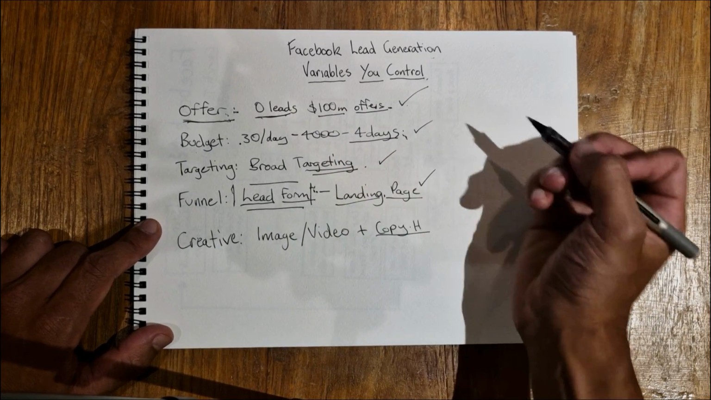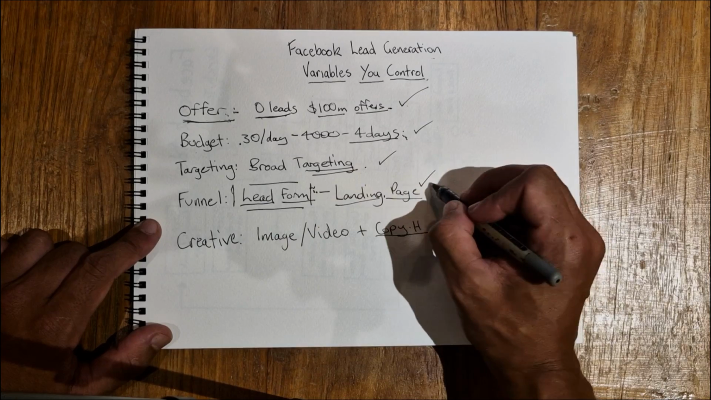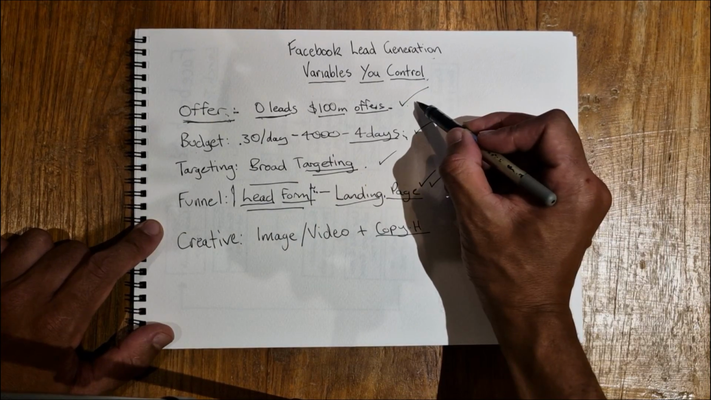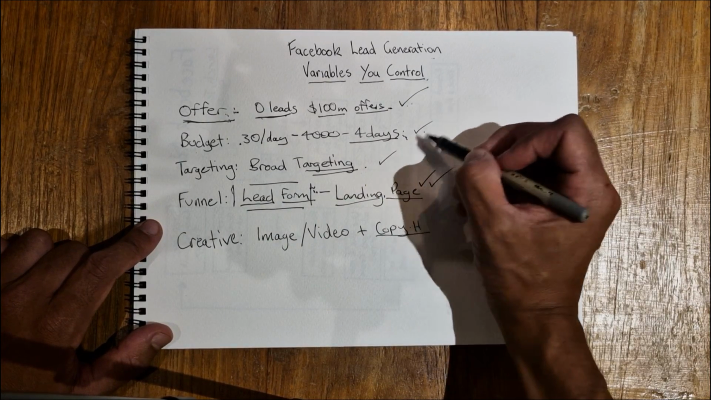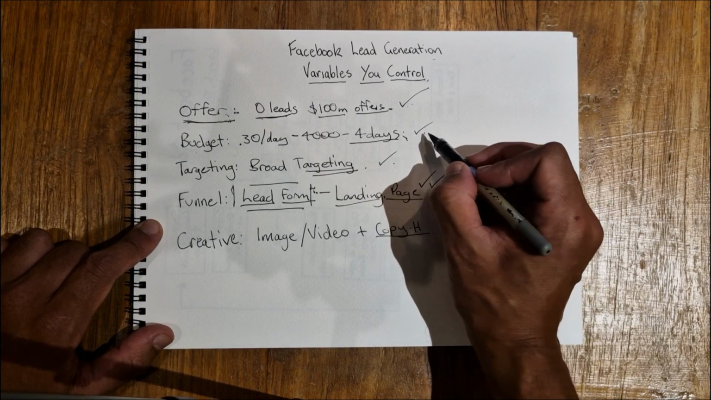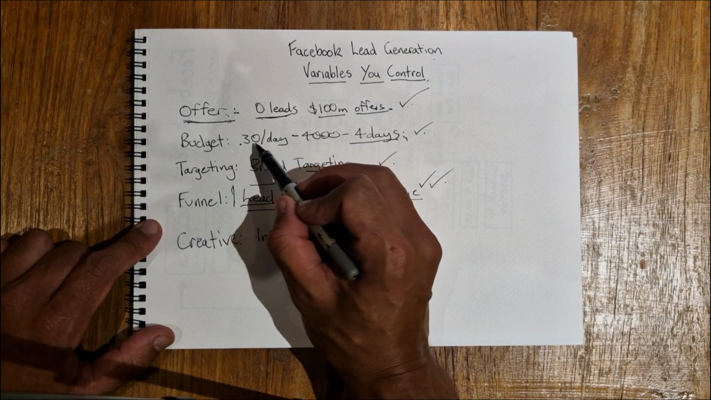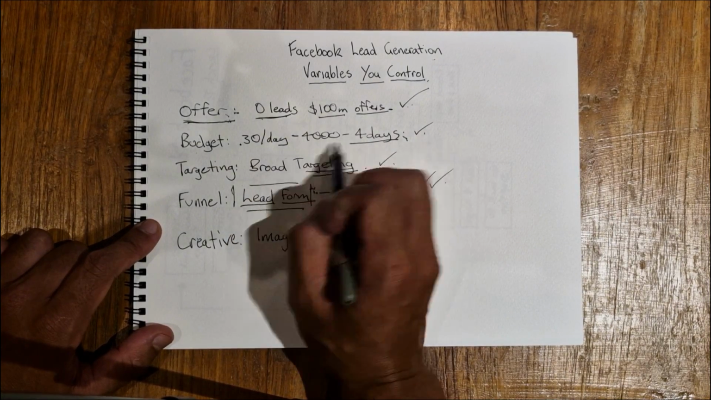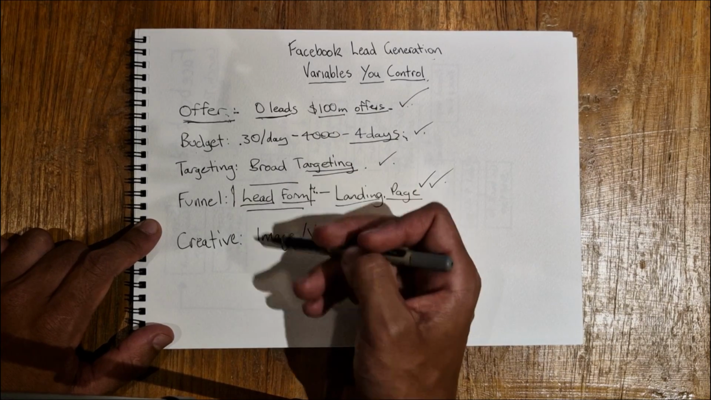Let's just say you're using broad targeting. And then let's just say you've got your lead form or landing page. If you and your competitors all have similarities here, maybe they're spending more, but generally speaking, if you're spending at least $30 a day, you should be able to get a decent amount of results if these other points have a lot of thought put into them.